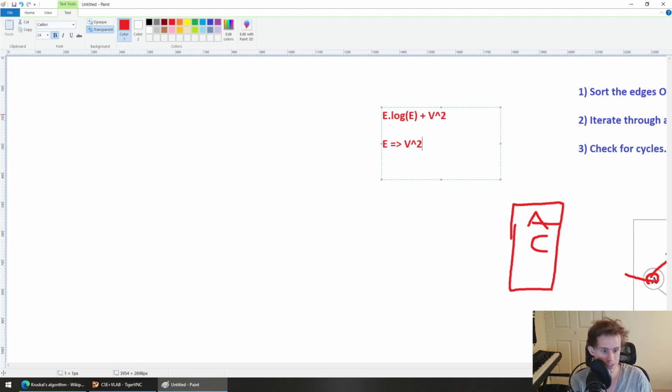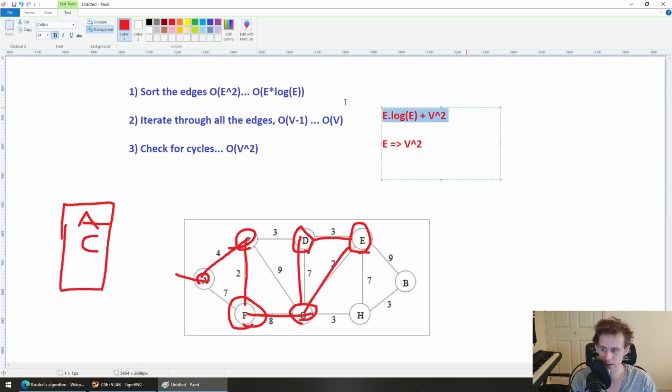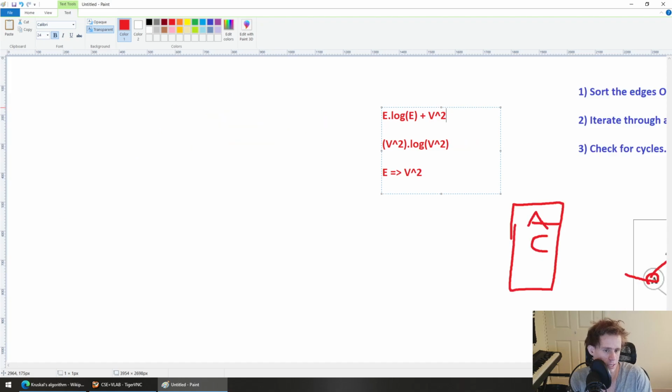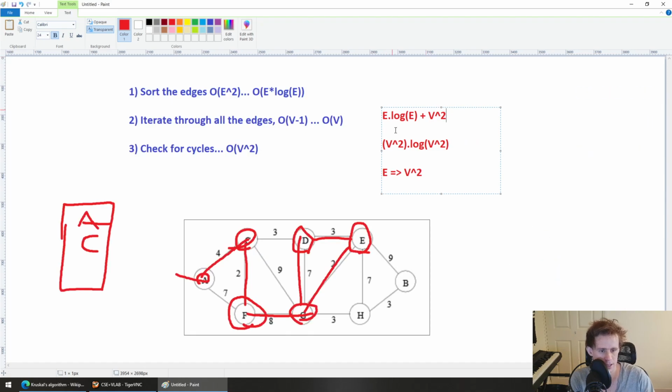So as E approaches V squared, like a dense graph, like a complete graph, you can imagine the above equation up here as V squared, that plus V squared. And what do we know? V squared times log V squared plus V squared is just going to be that. So getting rid of the V squared component for a graph that's not sparse makes total sense, because the V becomes irrelevant.